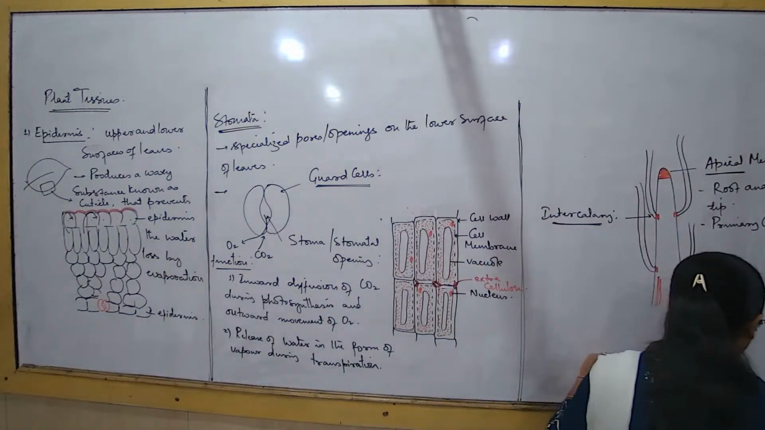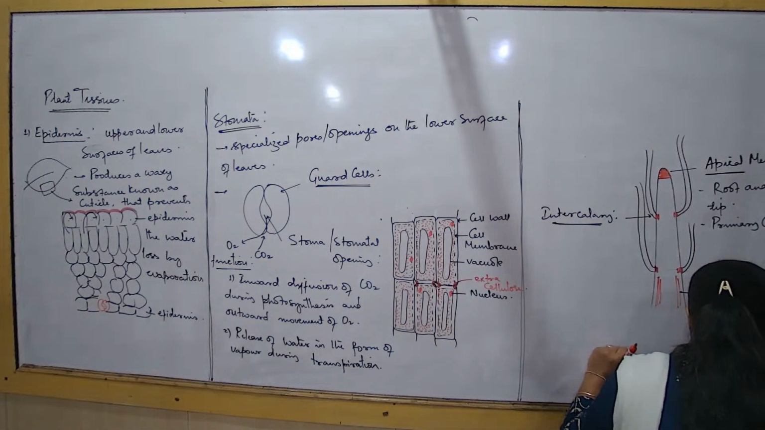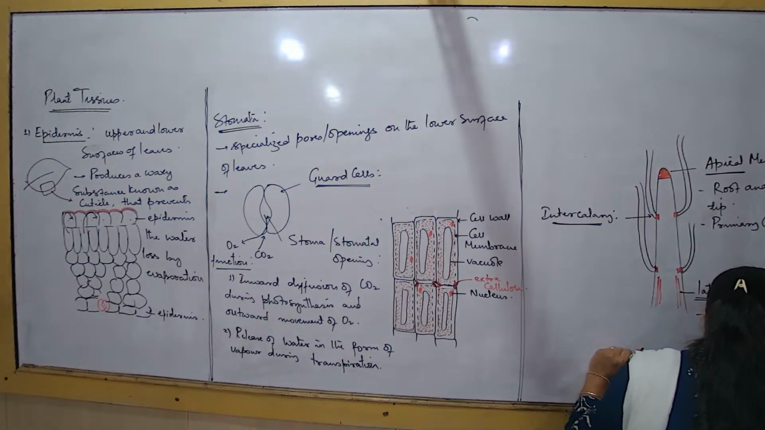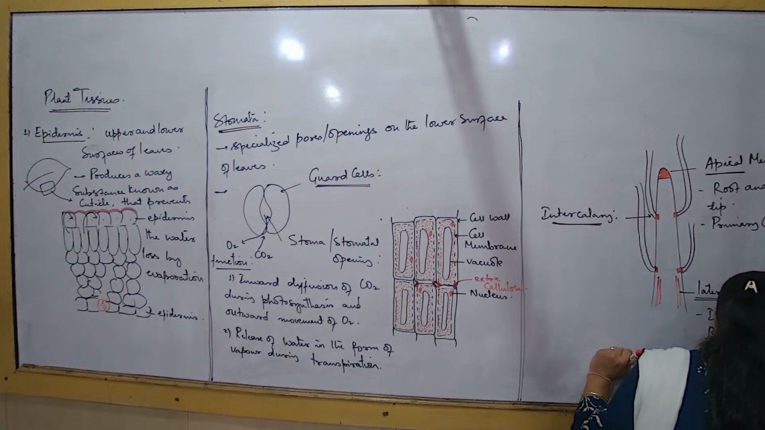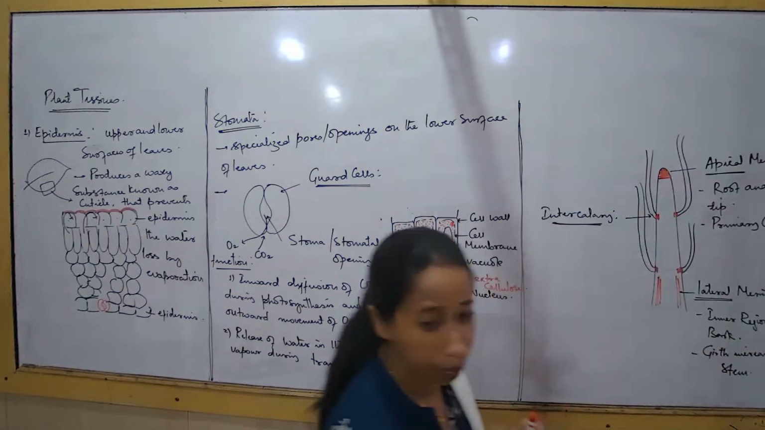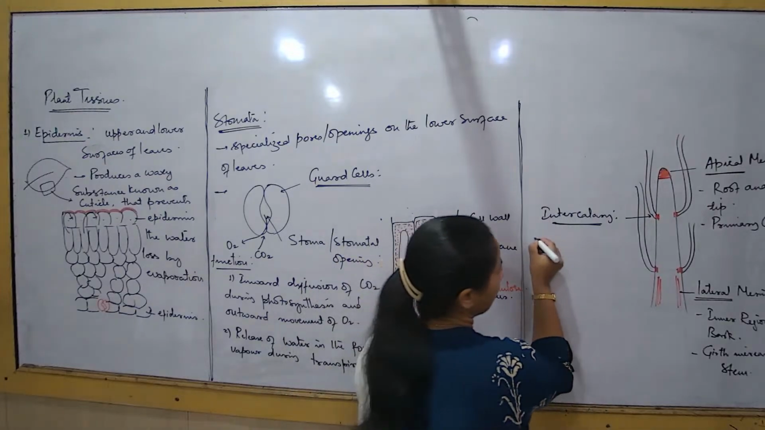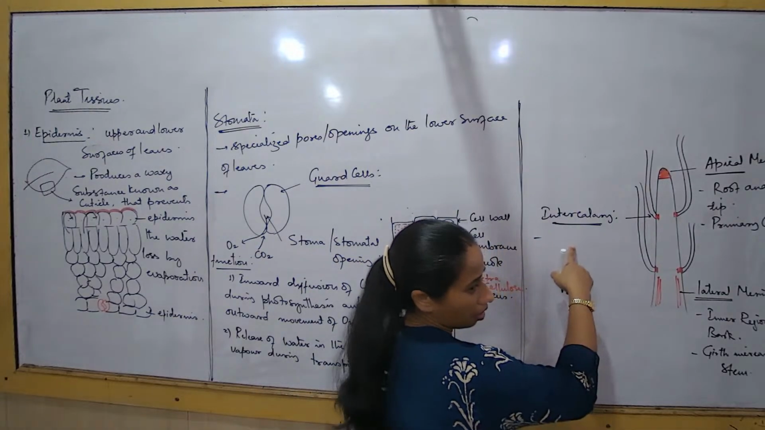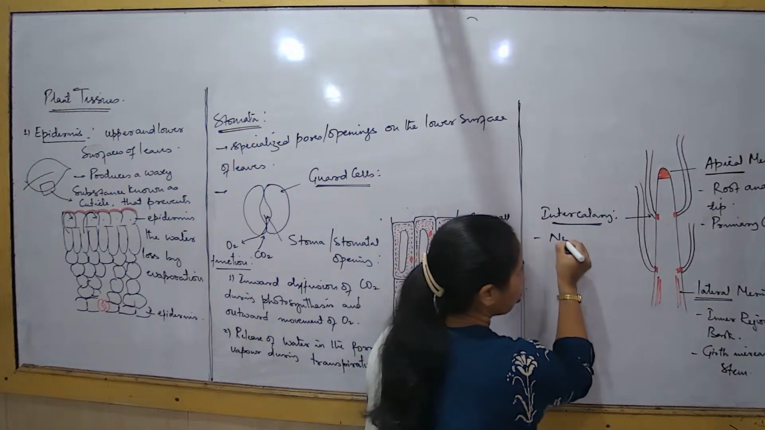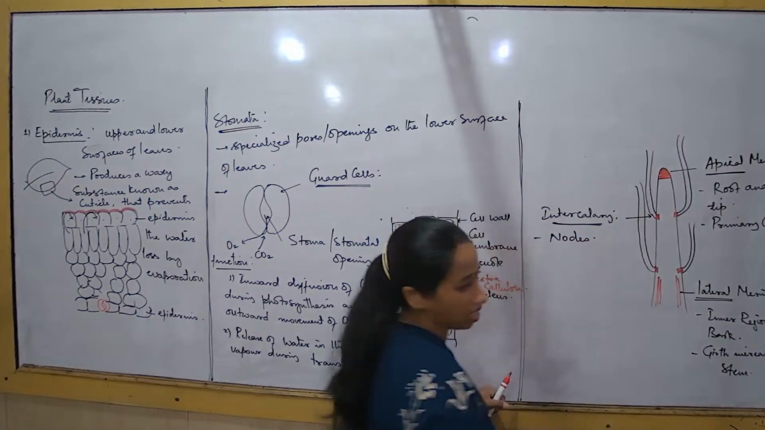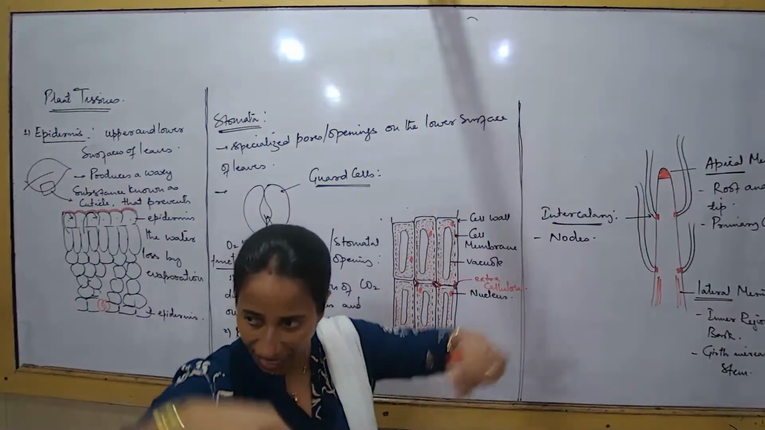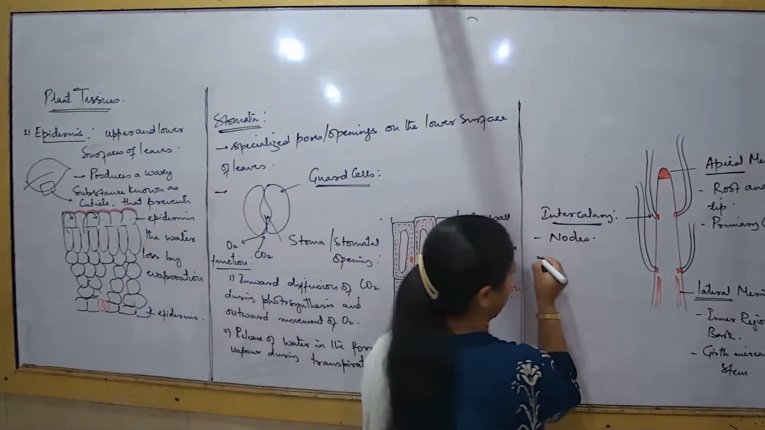What will these tissues help in? Increase the diameter of the stem, increase the girth. Intercalary, where are they present? At the nodes of the stem from where the branches develop.